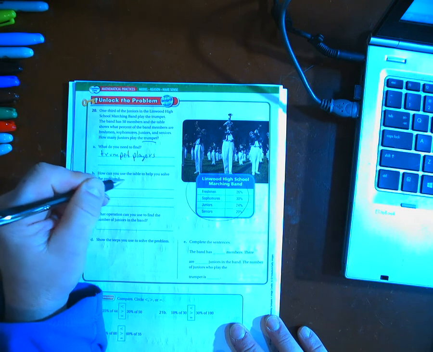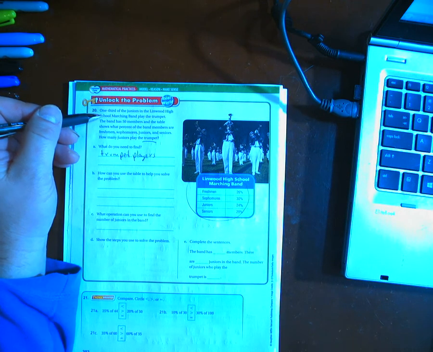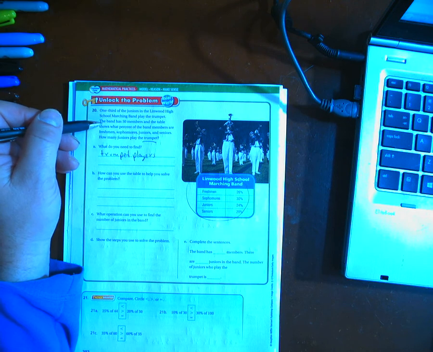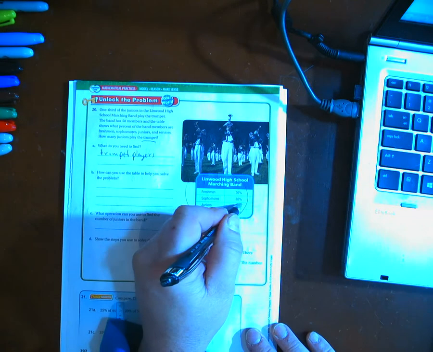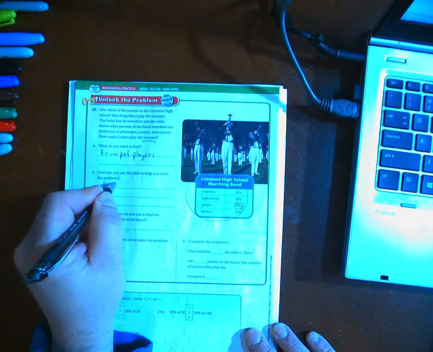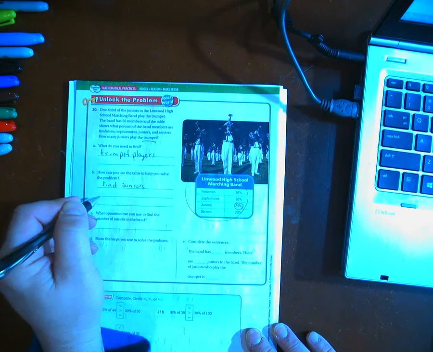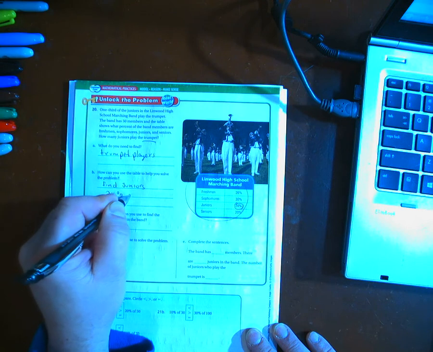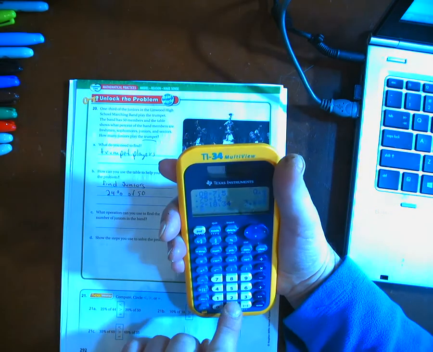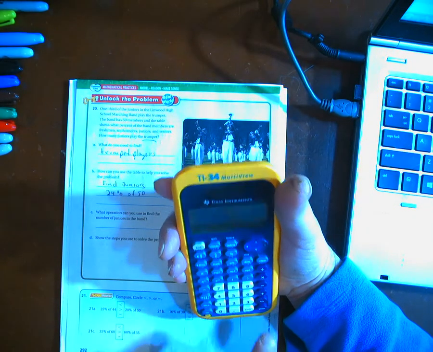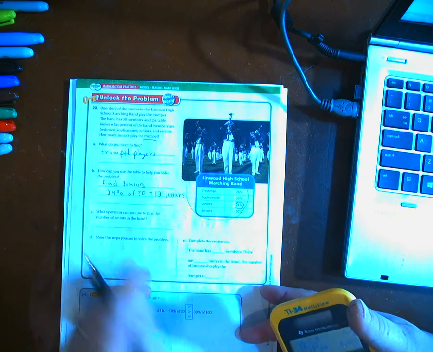Okay, how can you use the table to help you solve the problem? So I come over here. It says that 1/3 of the juniors in the band play the trumpet. The band has 50 members. So if I find the number of juniors, that's 24% of 50. So I'm going to find that. 0.24 times 50. It tells me there are 12 juniors.